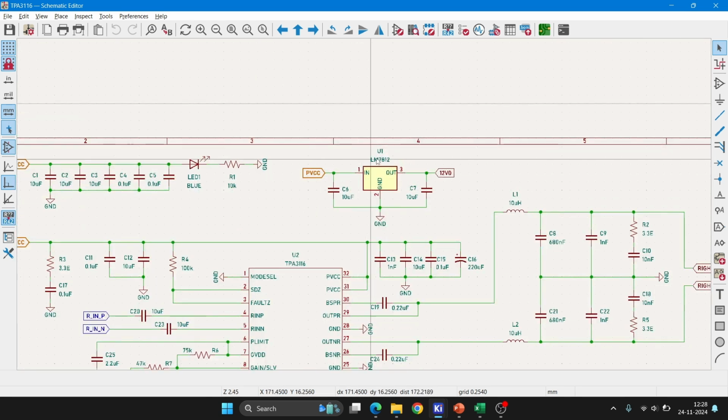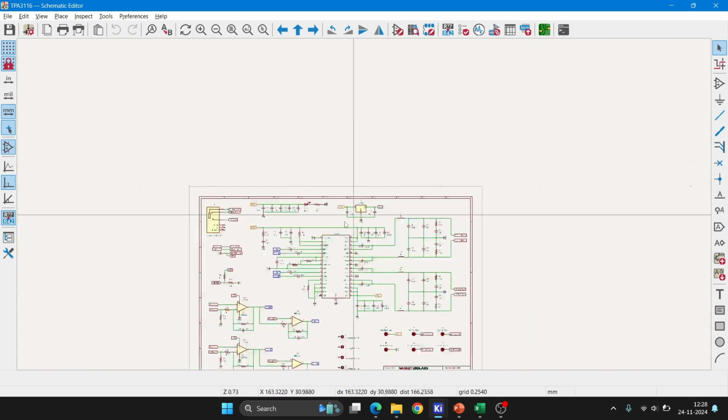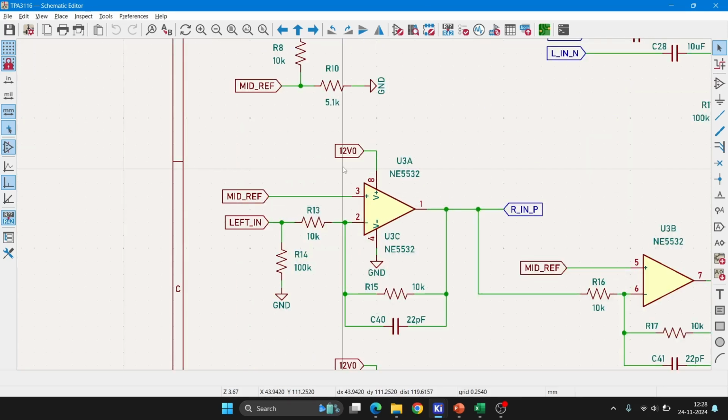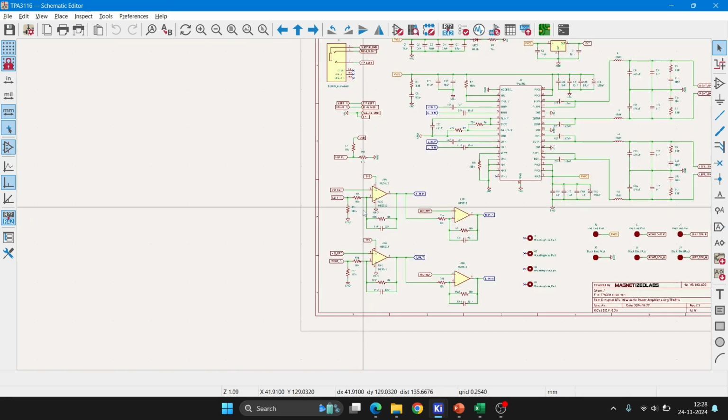Here I am using 7812 to convert 24 to 12 volt, so that I can use this 12 volt as the reference signal for this operational amplifier, and also to power this operational amplifier as well. This I am using for converting single ended to differential signal, as I said before.